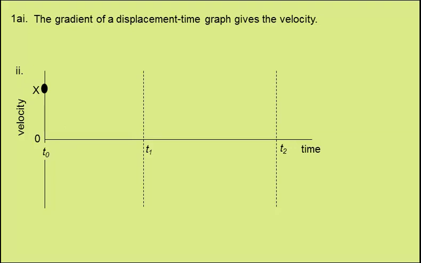Well, the velocity will gradually reduce to 0, then increase in the negative direction. The gradient of the velocity time graph gives the acceleration, and as this is constant, the line is straight.